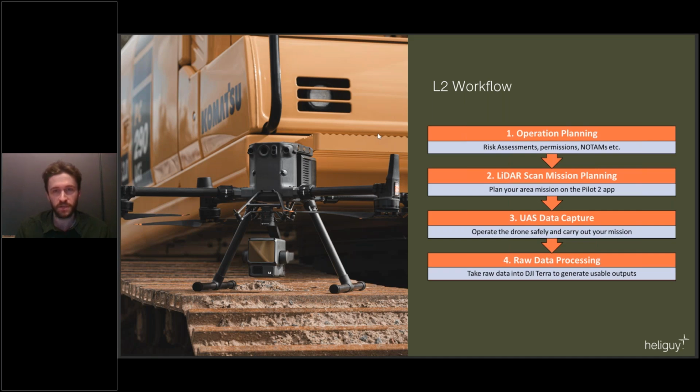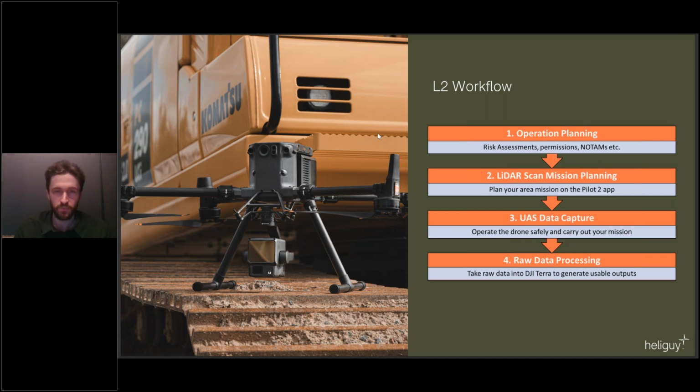Once you've planned your area, you've perhaps undertaken NOTAMs or gained the right permissions, then you can start to plan your flight via the Pilot 2 app on the controller. Now, this is a simple case of drawing the polygon over the map on the controller, or you can import a KML from something like Google Earth. It's important to note that all the firmware should be up to date on both the drone and controller, and that you will need an RC Plus for the L2.